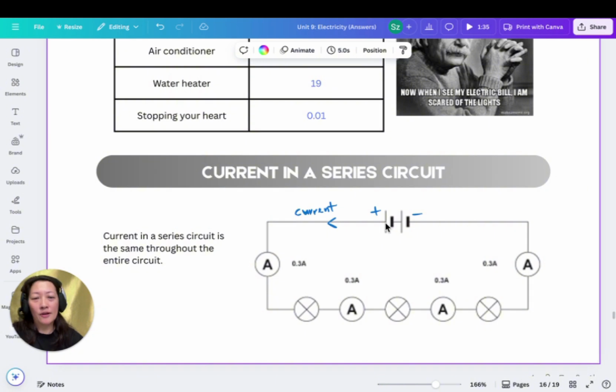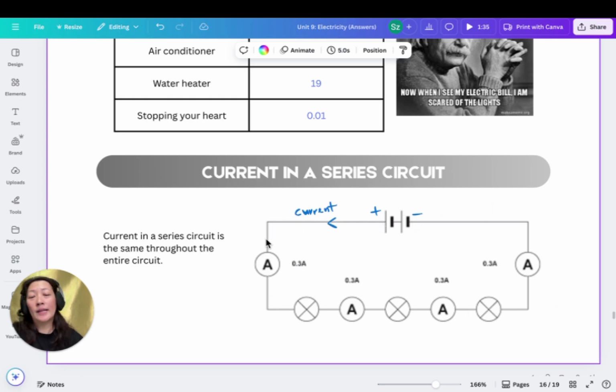So when you start here, you've got to run along this line. You've got to go through the first ammeter and then the first lamp, second ammeter, second lamp, third ammeter, third lamp, and then fourth ammeter before you're finally able to reach your destination. So here, there's only one track.